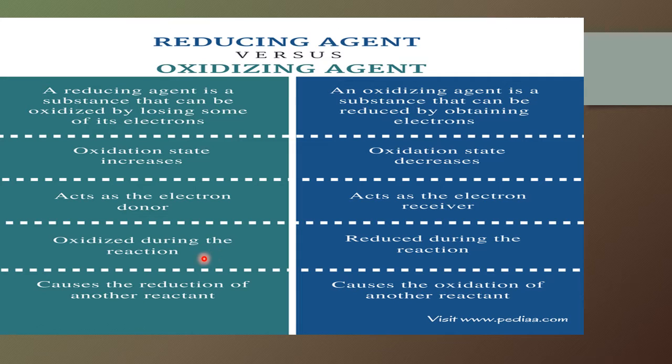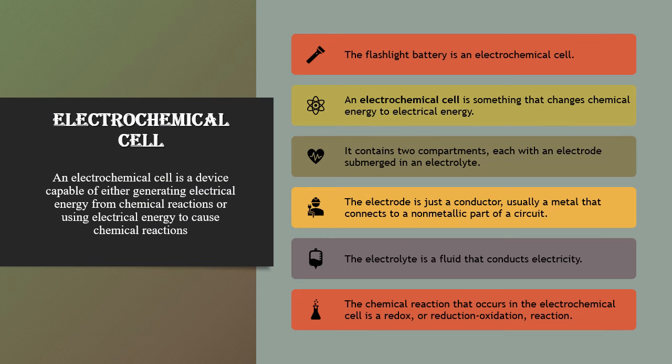Oxidizing agent. The reducing agents are themselves going to be oxidized, and the oxidizing agents themselves are reduced. And another point is the reducing agent causes the reduction of other reactants, or what we say other chemical species, and again the same point, the oxidizing agent causes the oxidation of other chemical species.